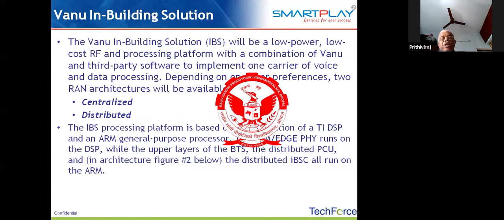So the in-building solution processing platform is based on a combination of a Texas Instruments DSP and an ARM general purpose processor. And the GSM EDGE physical layer runs on the DSP, while the upper layers of the BTS, the distributed PCU, and the distributed IBS all run on the ARM. So they have segregated these two because they were two very popular processors at that point in time. Next.